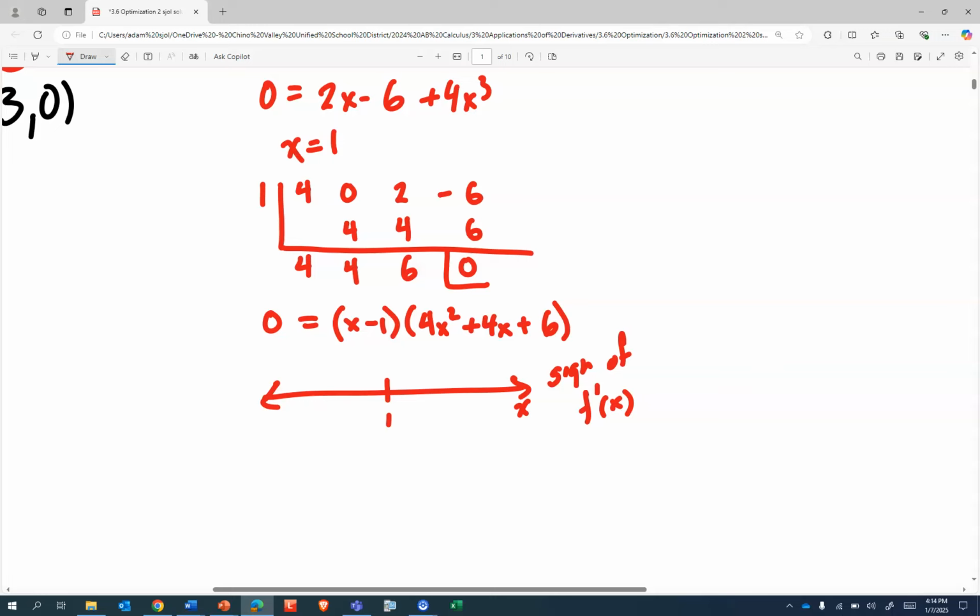All right, so what do we do now? We need to justify. So f of x is continuous. At x equals 1, f prime changes from negative to positive.